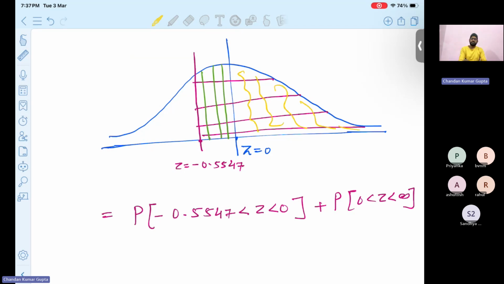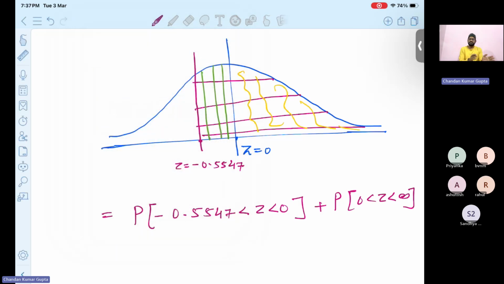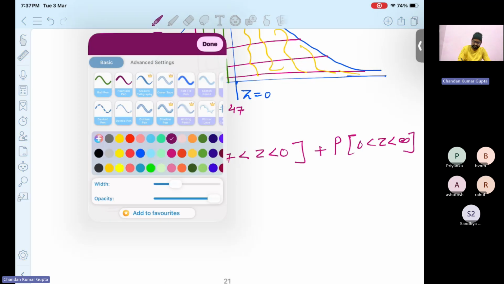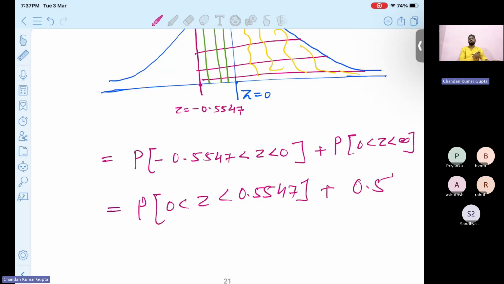Okay, so now the property of symmetricity. With the property of symmetricity, the probability that z is greater than 0 comes out to be 0.5. Let me write again one more thing. This can be written like this: the probability from minus 0.5547 to 0, by symmetricity, plus this value, which comes out to be 0.5. These we already know.